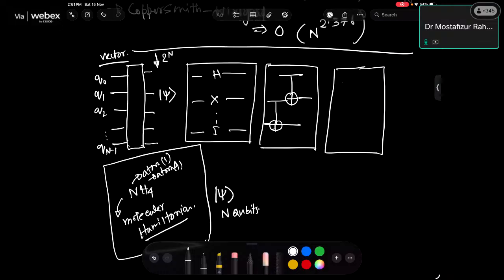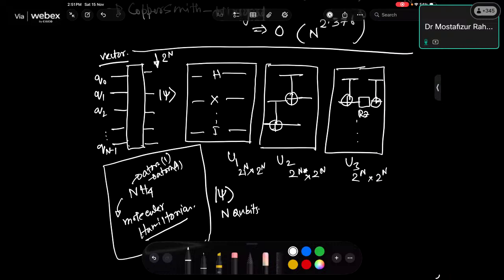Sometimes you have to do a ring kind of structure like this. So there is an R gate rotation and entanglement, this kind of philosophy, right? So every time you design various operators U1, U2, U3, they all have 2 to the power n cross 2 to the power n dimension, right? 2 to the power n cross 2 to the power n dimension. Okay.